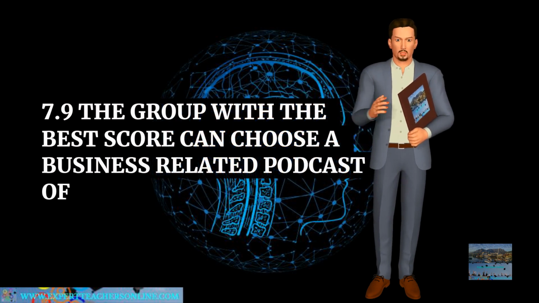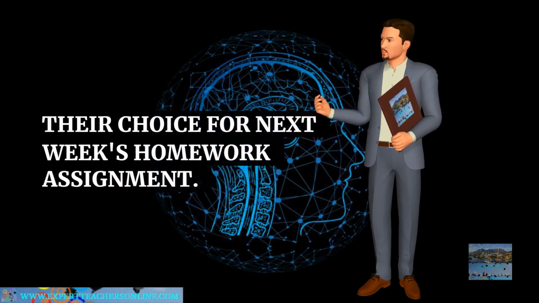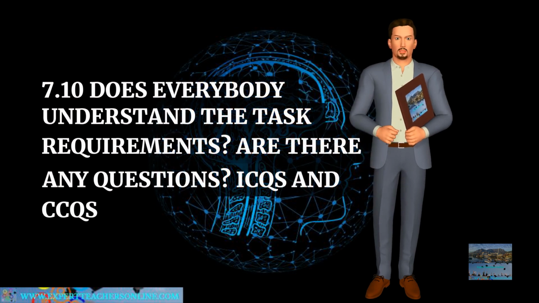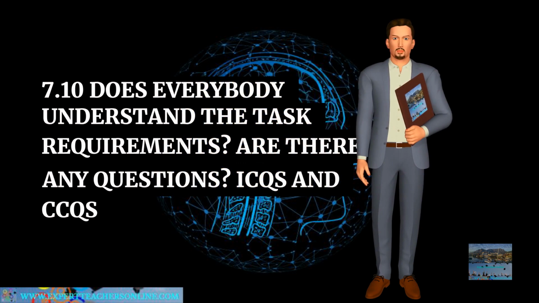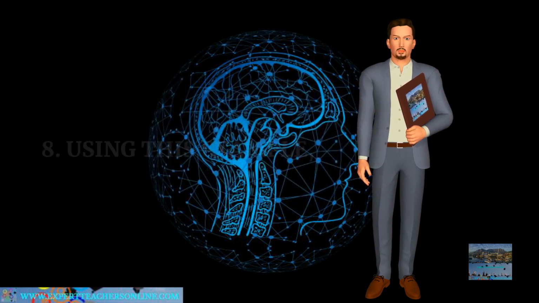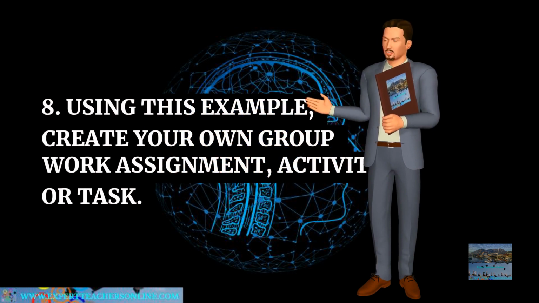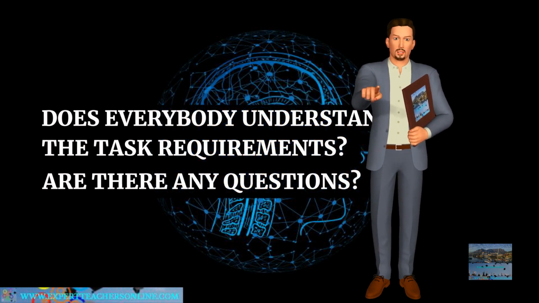7.9 The group with the best score can choose a business-related podcast of their choice for next week's homework assignment. 7.10 Does everybody understand the task requirements? Are there any questions? ICQs and CCQs. 8. Using this example, create your own group work assignment, activity or task. Does everybody understand the task requirements?